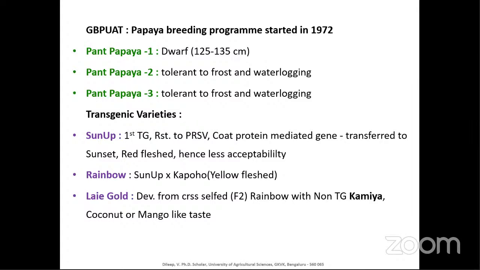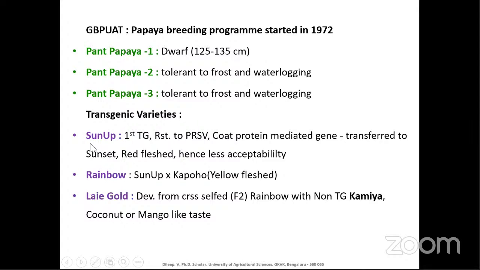After that, Dennis Gonzalez and his associate scientists started the breeding of transgenic papaya. When it was the resistant variety, the local people did not accept it. So after that, the SunUp was crossed with the local variety Kapoho, which has yellow flesh, and the Rainbow was developed. SunUp is one of the first transgenic varieties developed, but Rainbow was the first one to commercialize. So you just have to be careful with this.